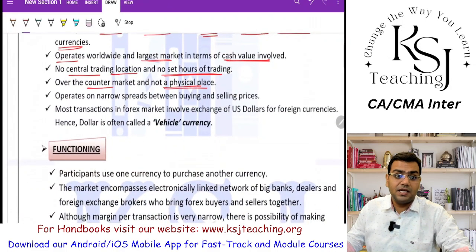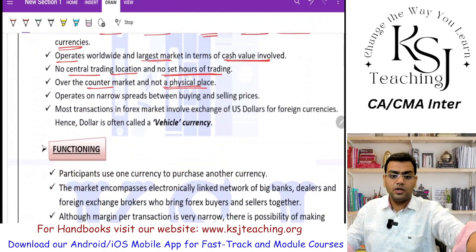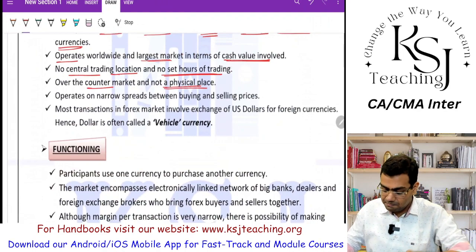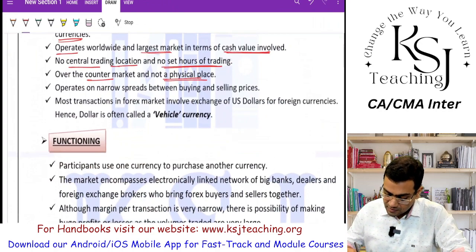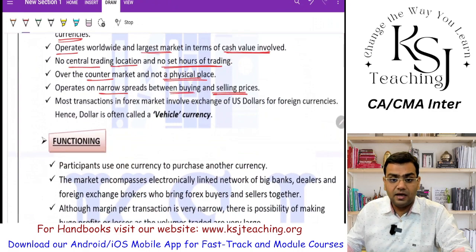Over the counter means there are separate offices. You can go there, get the foreign currency exchanged. Simple. There is no one place, one market. No. Operates on the narrow spreads between the buying and the selling rates. The buying and selling rate.